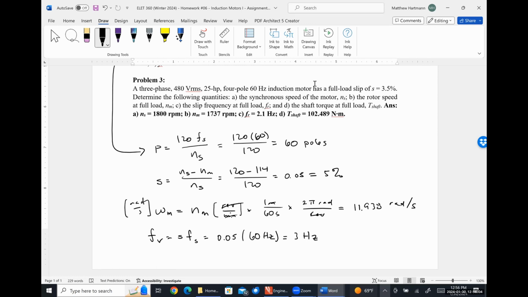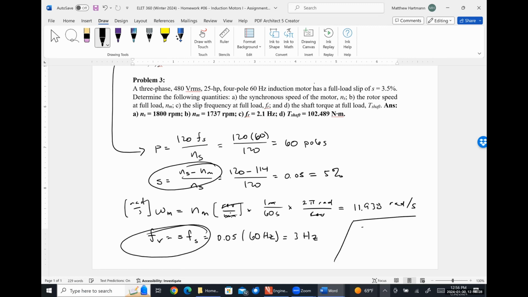We need to determine the rotor speed at full load. So we use this equation. Since we know slip and we know NS, we should be able to solve for NM. For part C, the slip frequency at full load, that's literally just this equation again. And then part D is the shaft torque at full load.